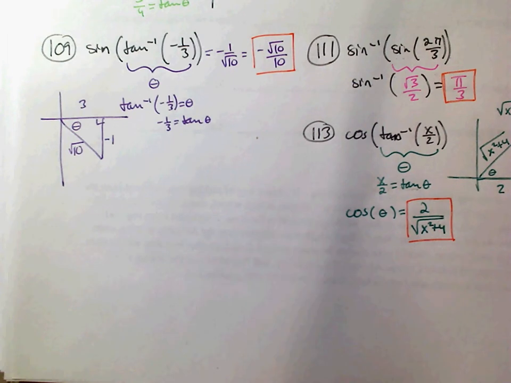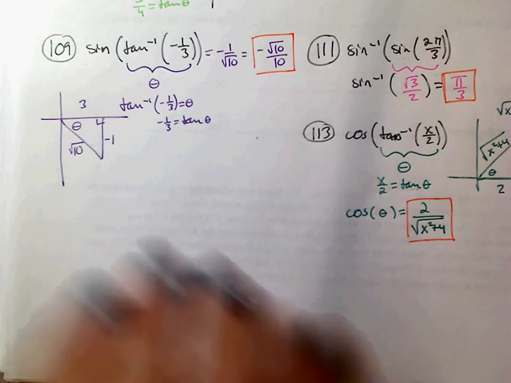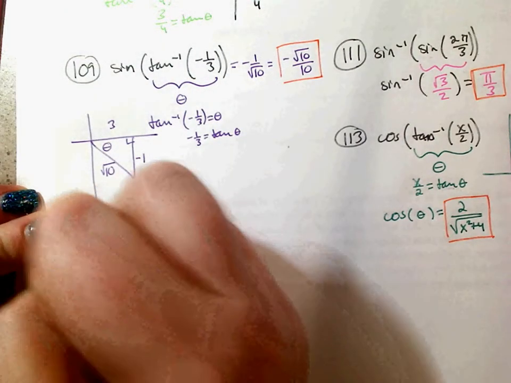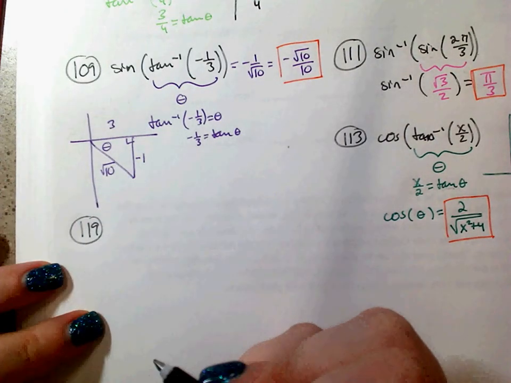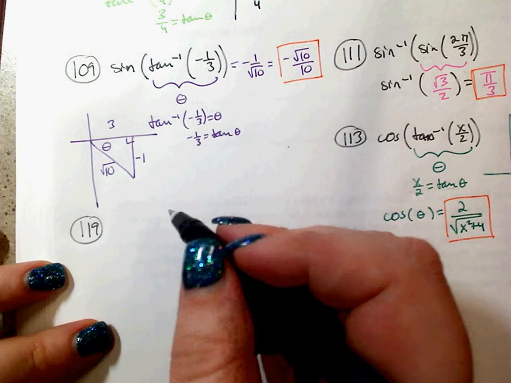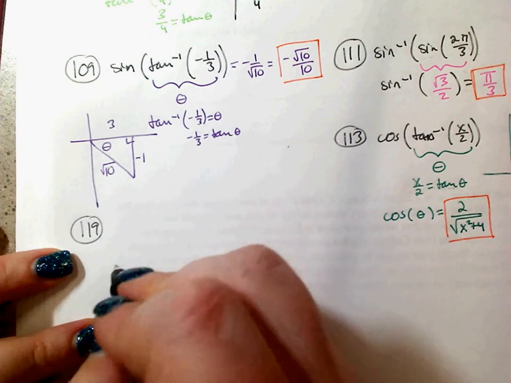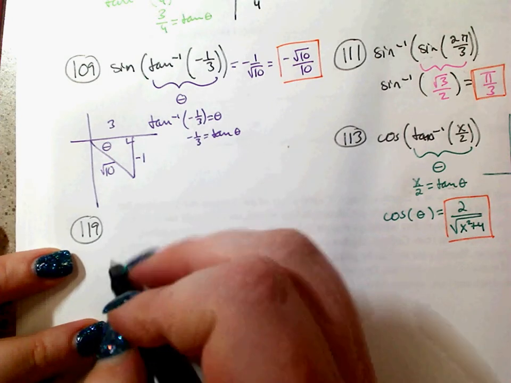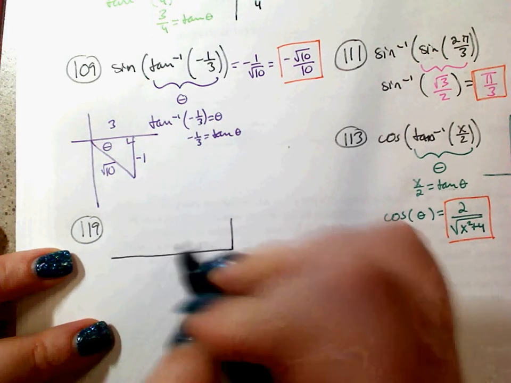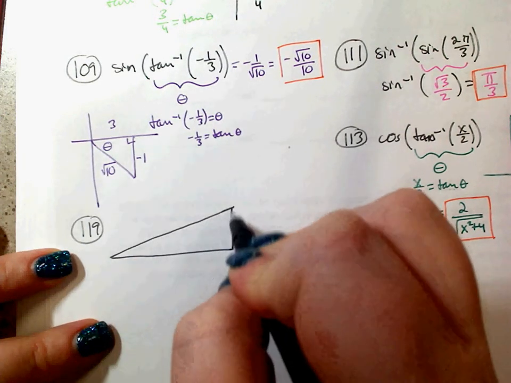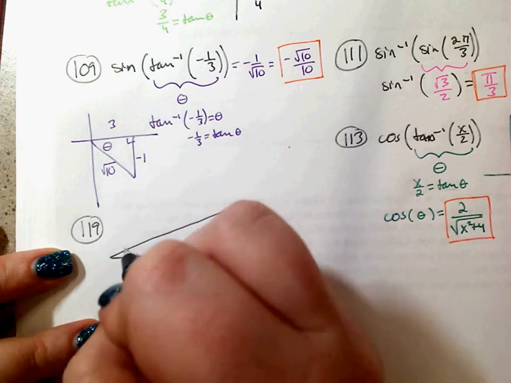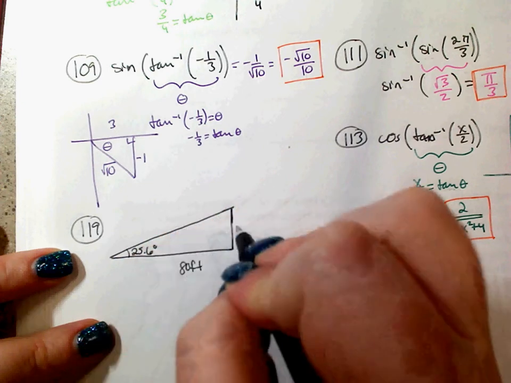119. From a point on level ground 80 feet from the base of a building, the angle of elevation is 25.6 degrees. Approximate the height. So you've got a building, and the angle of elevation 80 feet from the building is 25.6 degrees. What is the height of the building?